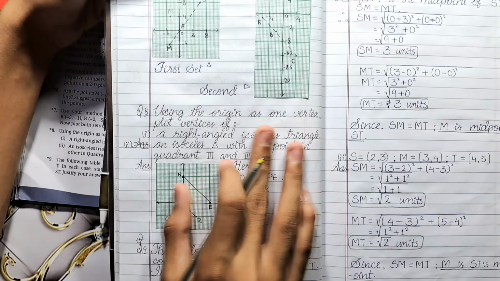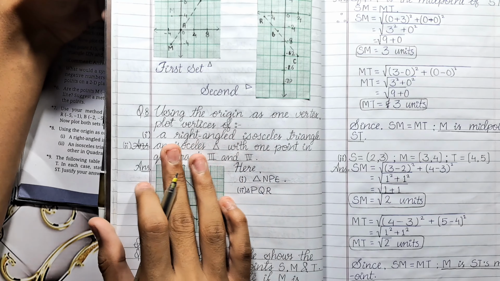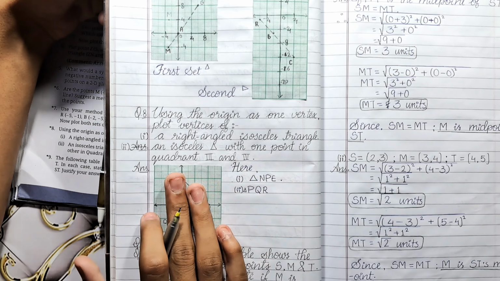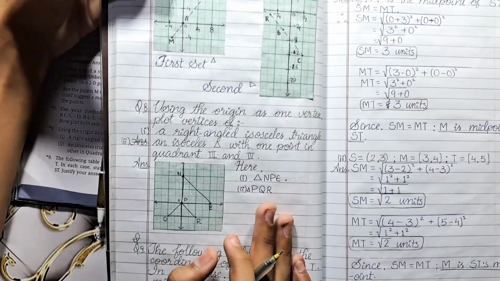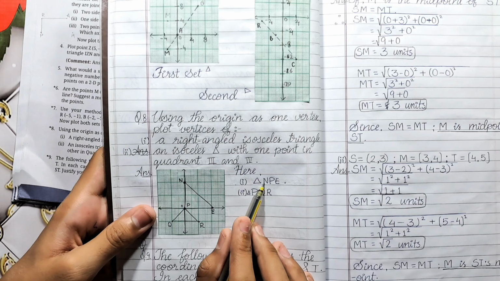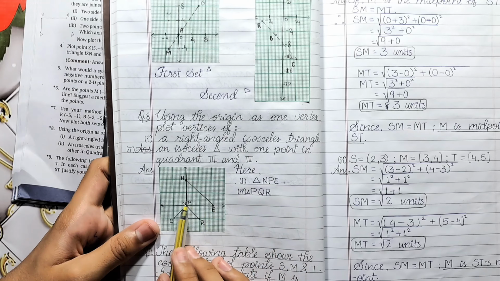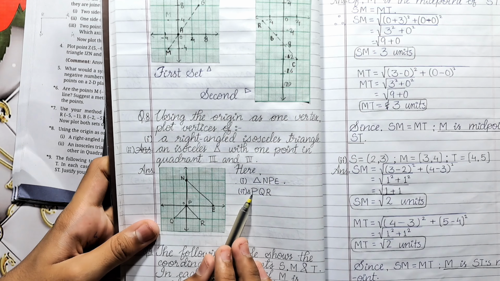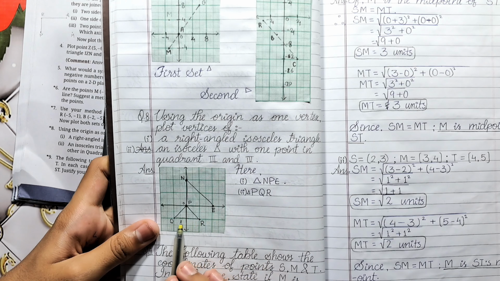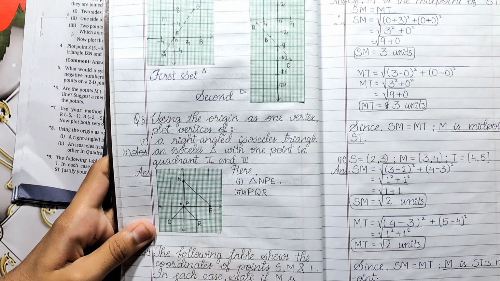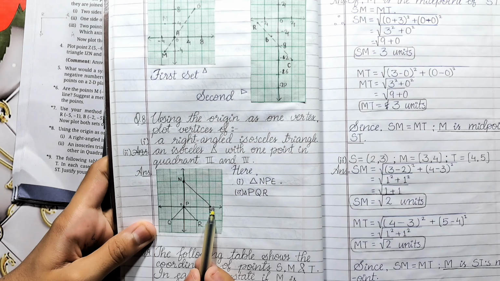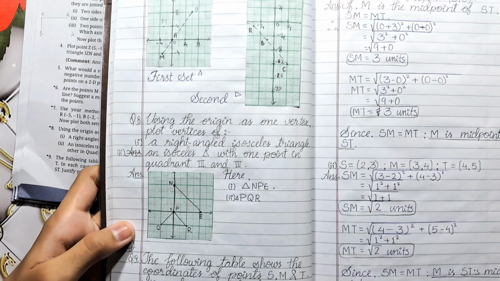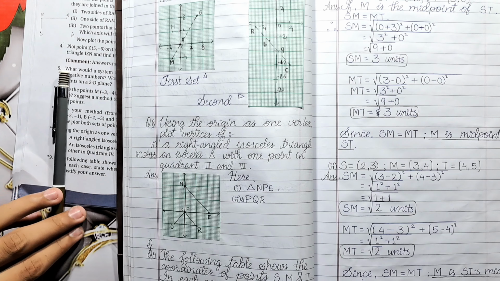Using the origin as one vertex, plot the vertices of a right angle isosceles triangle, an isosceles triangle with one point in quadrant 3 and 4. So here we have constructed the triangle NPE, and a second triangle PQR, which has points in the third and fourth quadrant, a right angle isosceles triangle with the same units. Very nicely done. Along with this, we have completed our video.